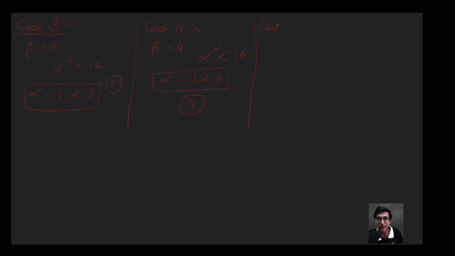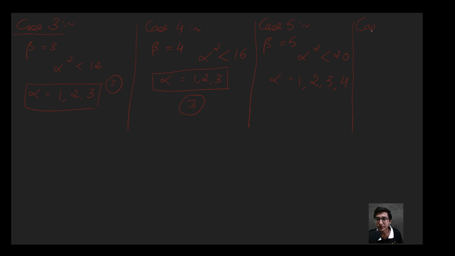Now let us take case 5. Here, if beta is equal to 5, alpha square would be less than 20. So what are the values of alpha that satisfy this inequality? 1, 2, 3 and 4. Of course I cannot take 5 because 5 square is 25.